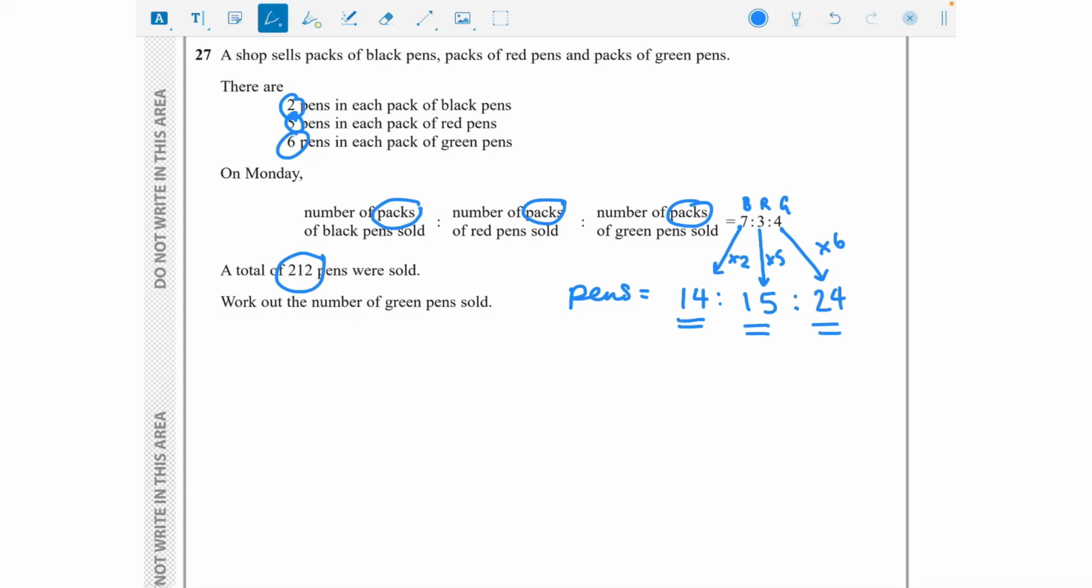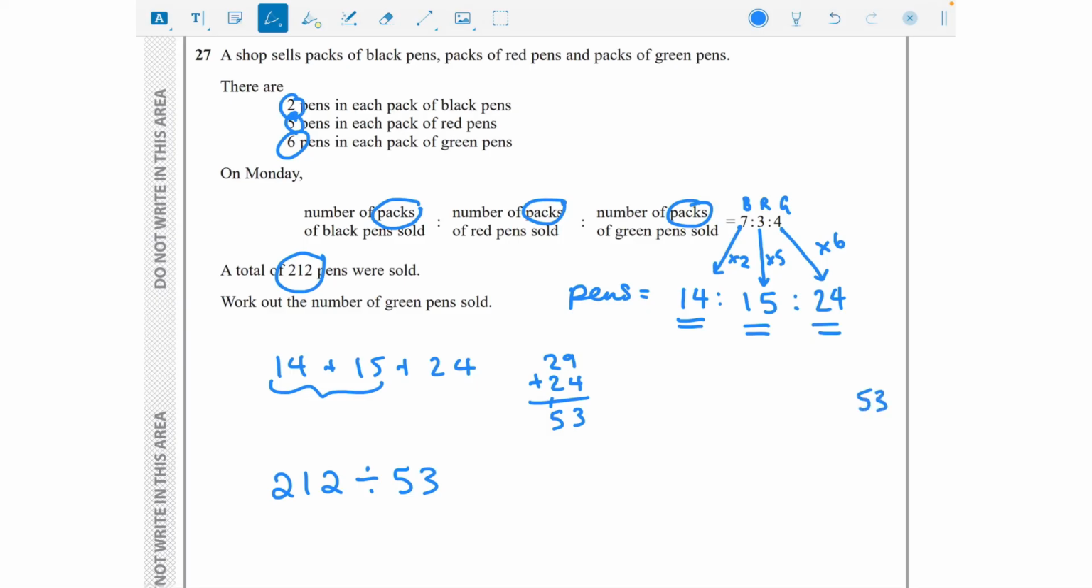Now normally when I do ratio, I do little lines. So I do 14 little lines for the first section, and then I do 15 little lines for the second section, and so on. But that's going to be quite difficult to do because these numbers are quite big. So I'm going to do 14, add 15, add 24. Now that's 29 for those two. Add 24, which is 53. Now, if I do 212 pens divided by 53, you can just count up for this. 53, 106, 159, and then if you add on another 53, you get to 212. So that fits in 4 times.